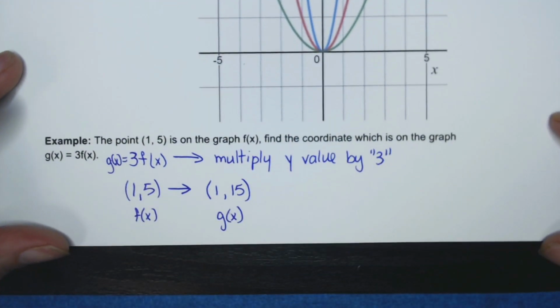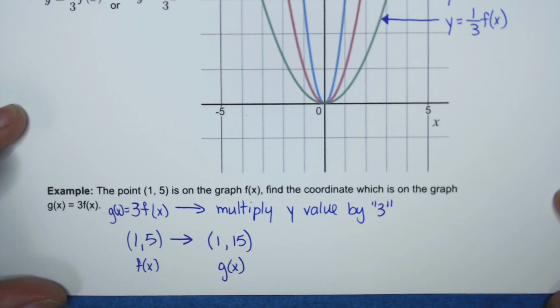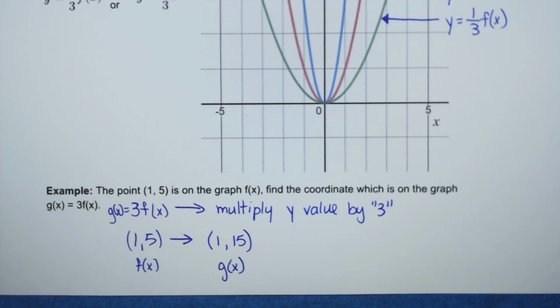Now there's an example at the bottom of a question that you see, which is: (1, 5) is on the graph f of x. Find the coordinate which is on the graph g of x is equal to 3f(x). So from the notes above, it says that a is greater than 1. All we're doing is multiplying by the factor that's there. So our factor here is 3. All we're going to do is multiply all the y values by 3. So from our original coordinate 1, 5, x, y, our g of x function would be 1, 15, and you can see that it's a vertical stretch by a factor of 3.